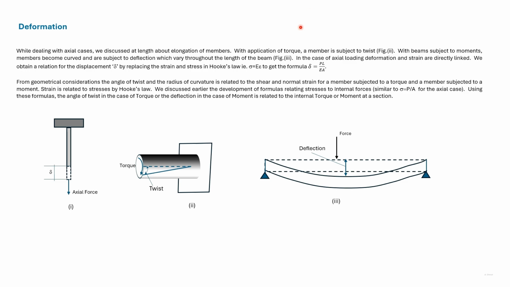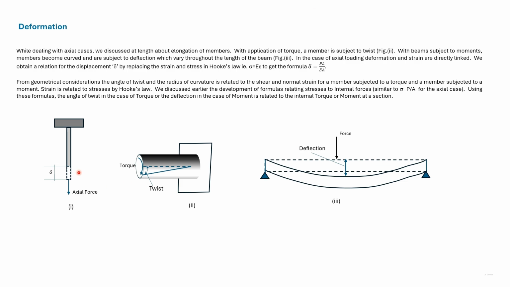We now discuss deformation. For a bar subjected to an axial force, deformation is the extension or the reduction in length of the bar. For a circular bar subjected to torque, deformation is in the form of twist. For a beam subjected to transverse force, deformation is in the form of deflection of the beam.